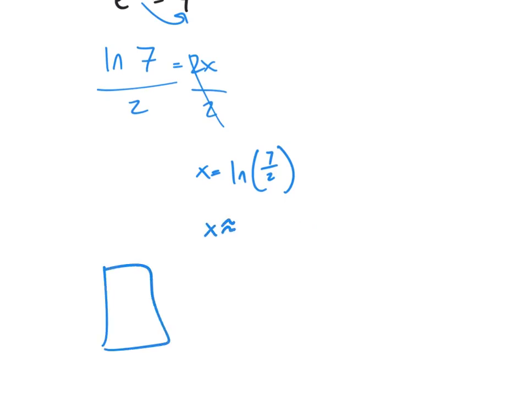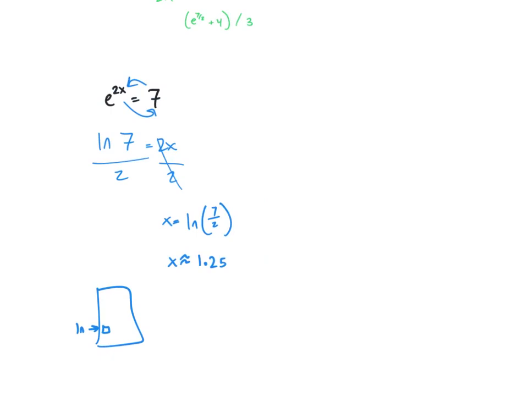And that's a button on your calculator. Natural log is the third button up. It says ln on it. And you could do ln of 7 divided by 2, and you get approximately 1.25. So these work the exact same way, except we just have to use natural logs.